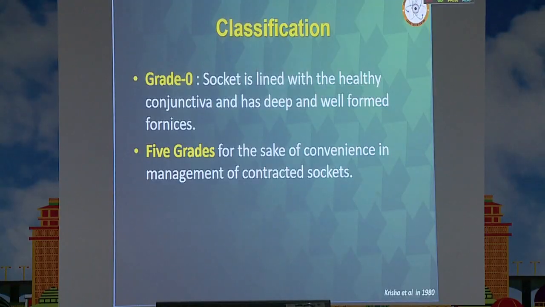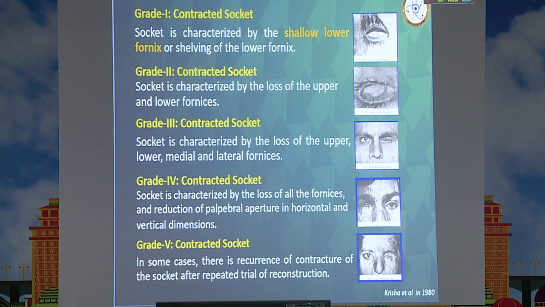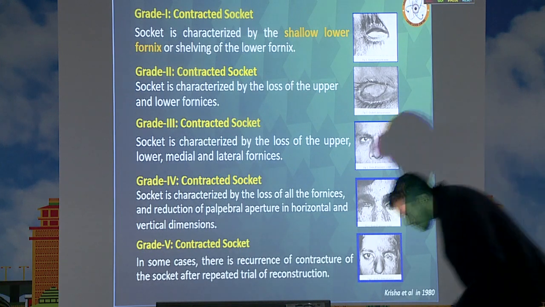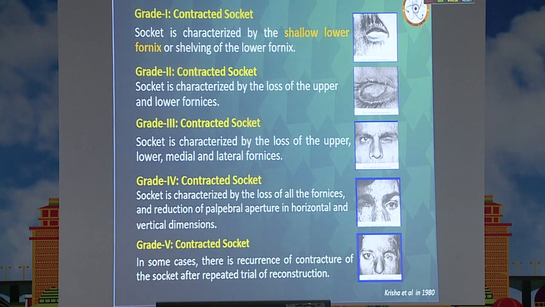But Kristin et al. have 5 grades of management of contracted socket. Grade 1 is a shallow lower fornix, with shelving of the lower fornix, while grade 2 is the loss of upper as well as lower fornices, and grade 3 is the loss of upper, lower, medial and lateral fornices, while grade 4 has palpebral aperture narrowing in horizontal and vertical dimensions, while grade 5 is the repeated failure after repeated reconstruction.